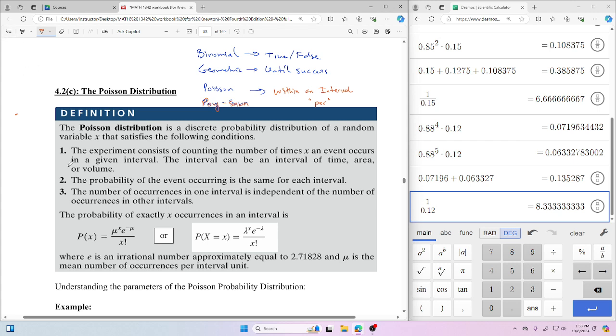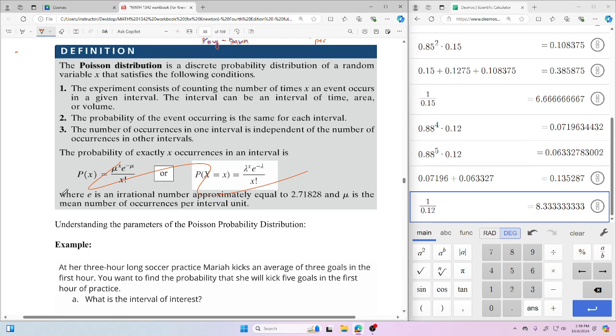So Poisson, within an interval. So we're doing per this, per that. Now there's this crazy formula here, but I'm never going to use it because we're going to use GeoGebra for all of this, okay? There is a key thing though. We have this mu, and they sometimes will use lambda instead. So this is mu, and this is lambda. But they both mean the mean or average. It just depends. I think GeoGebra uses lambda.